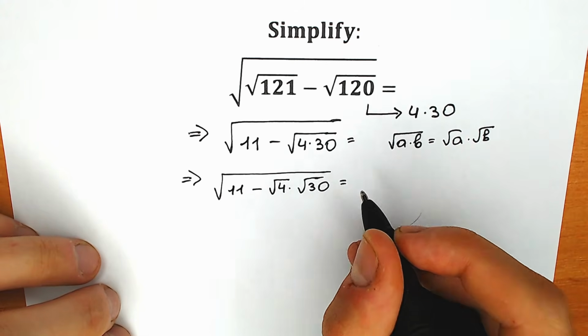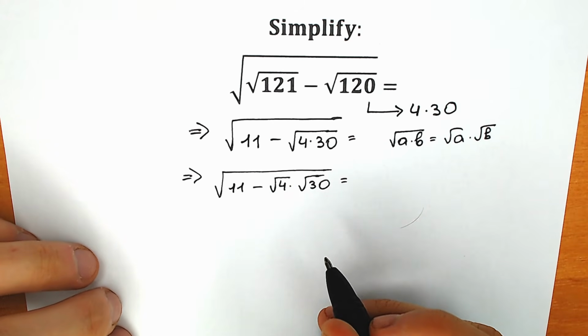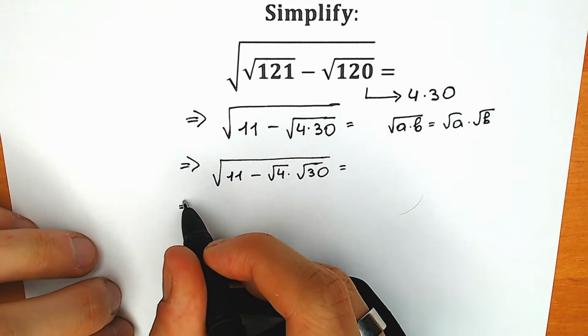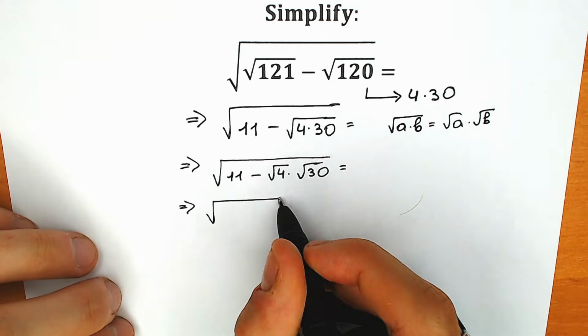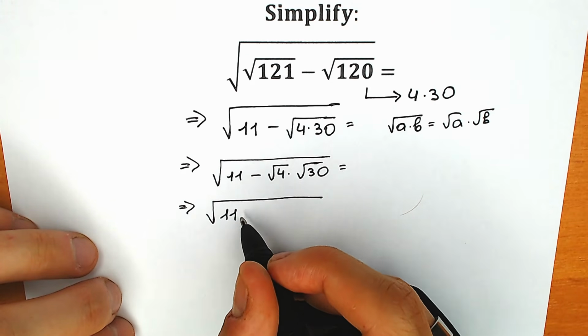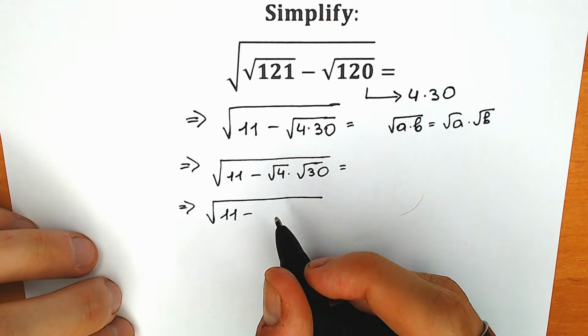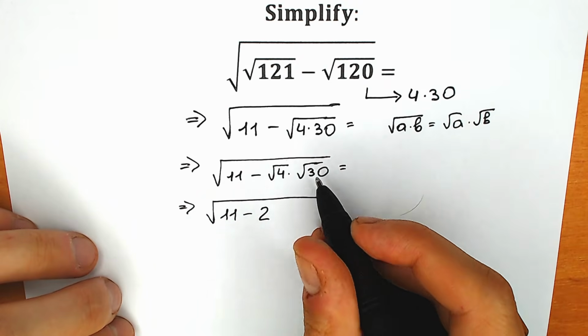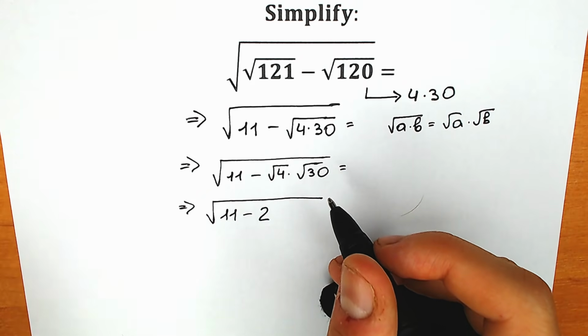What is our next step? Of course, square root of 4 is equal to 2. So let's remember it. Don't forget about it. This is our table case. It helps us a lot. So 11 minus square root of 4 is equal to 2. But what about this 30? We can express it in another way.